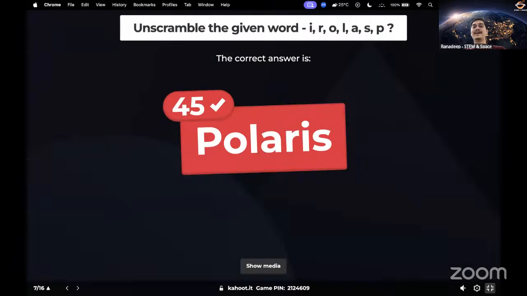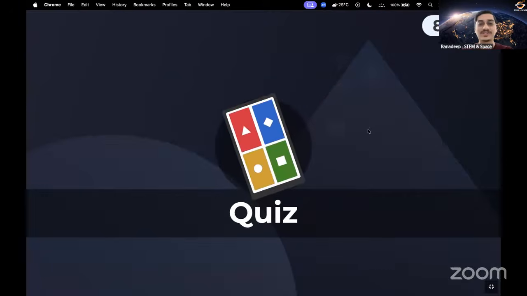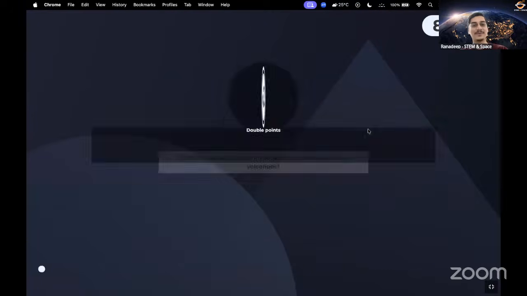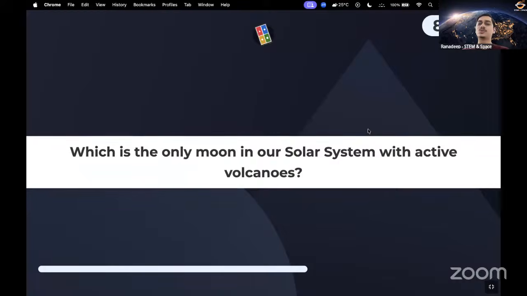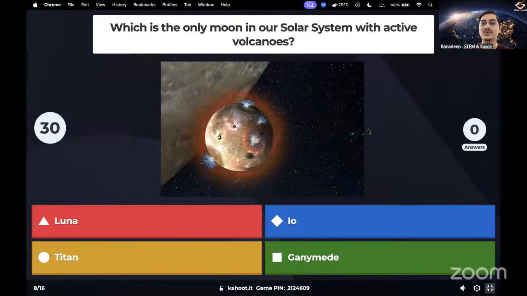So, well, with that, let's move to the eighth question for double points now. Which is the only moon in our solar system with active volcanoes?